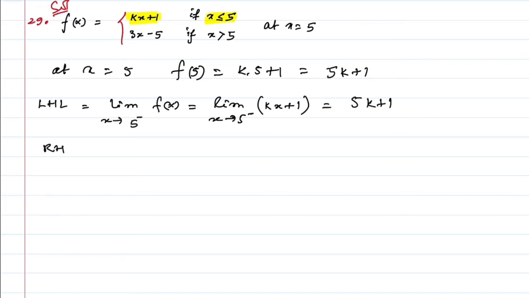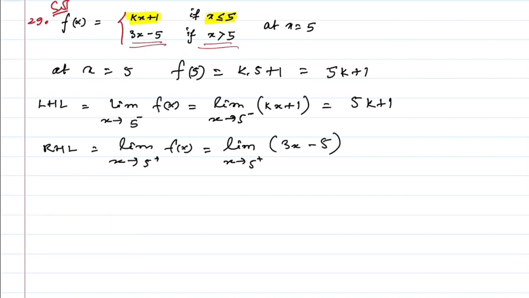Now take the right hand limit, limit x tends to 5 positive f of x. Now it is approaching 5 from the right hand side, so we take this expression here, 3x minus 5 for x greater than 5. Hope you have understood this, very simple, not so hard. Replacing x by 5, we get 3 into 5 minus 5, which is equal to 10.